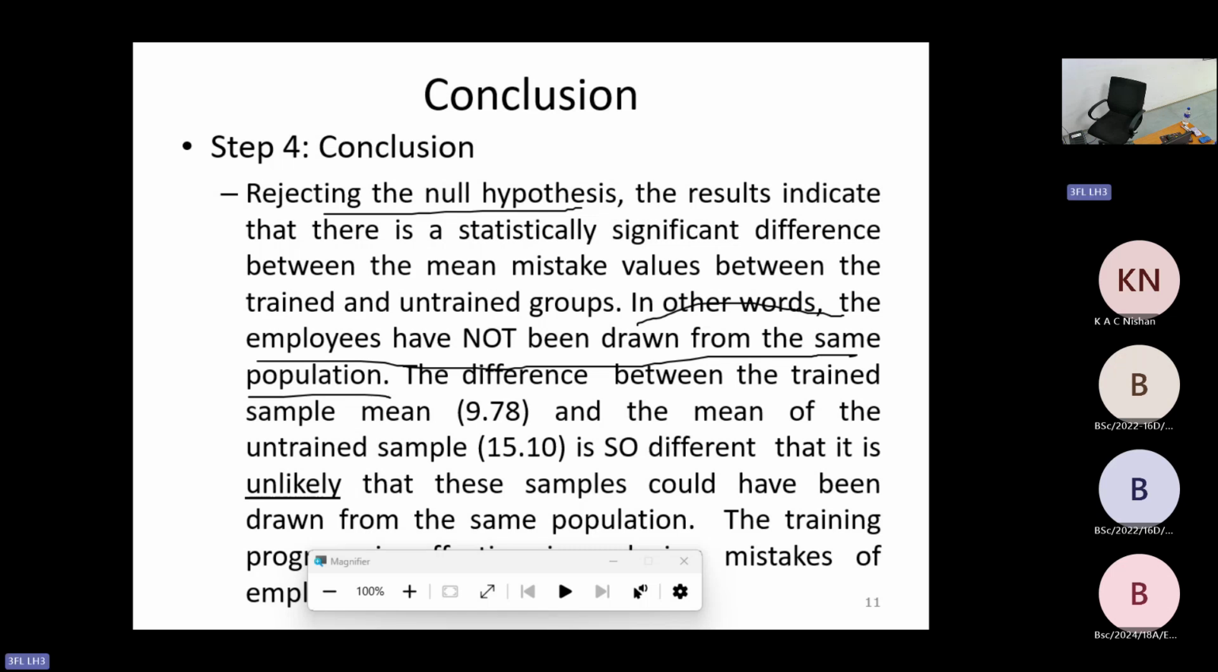Based on that, your final conclusion is what? The training program is effective. Significantly, right? 9.77 is significantly lesser than 15.1. That's your final conclusion. Is it proper, sir? No. Simple logic.